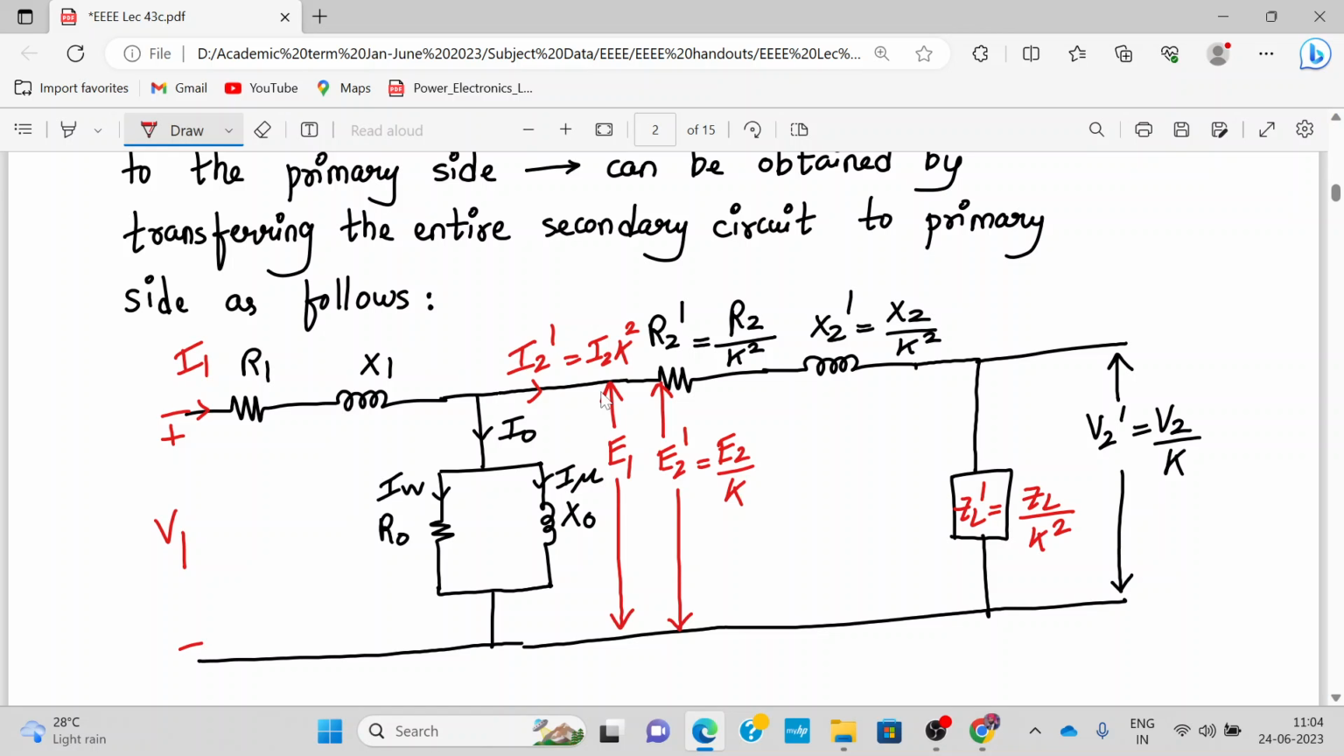So now we do another approximation. What we want to do is shift this parallel branch of R0 and X0 before R1 and X1. Okay, so we'll see the obvious advantage later. We can add the resistances then, right? While we do this, it is called an approximation. Due to this, the primary and the secondary impedance referred to the primary can be added conveniently. We'll see that after doing it.